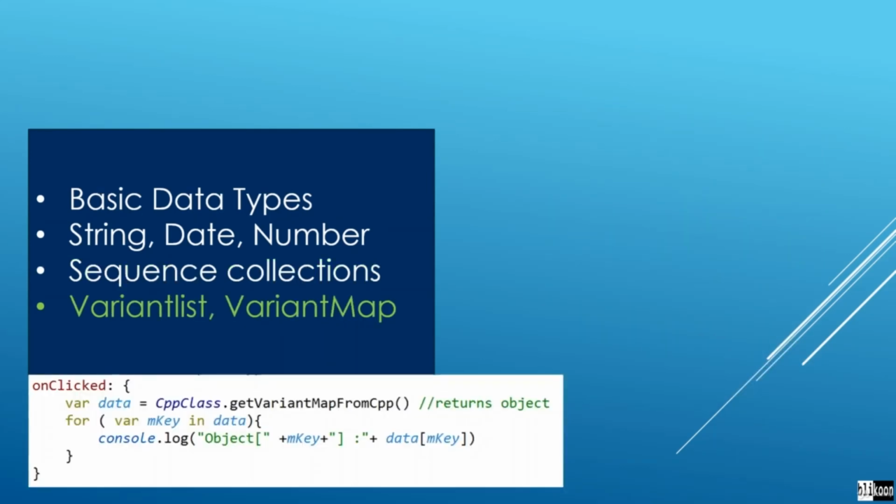And we closed the chapter by looking at QVariantList and QVariantMap and how they are mapped on the Qt Quick side. QVariantList becomes an array, QVariantMap becomes an object, and we saw how to loop over these objects and arrays in the demos that we did. I hope this section was informative to you.